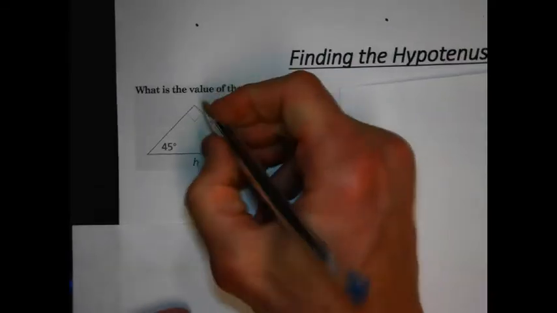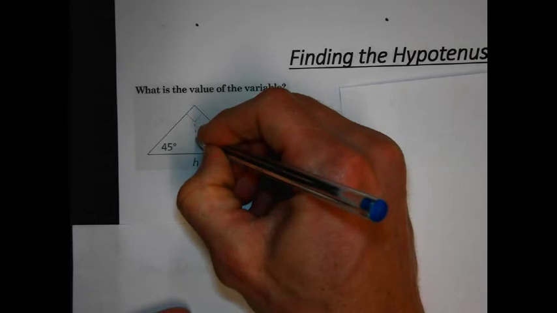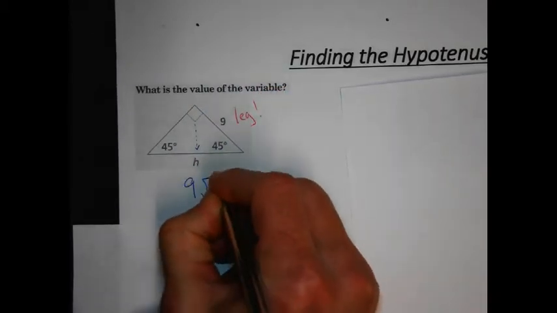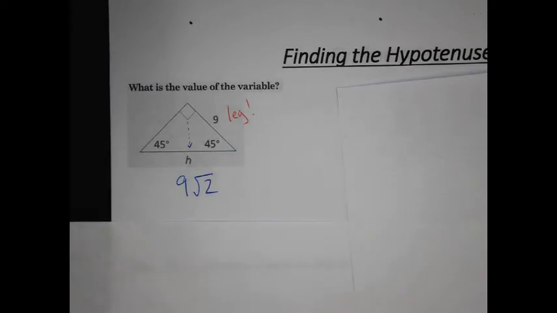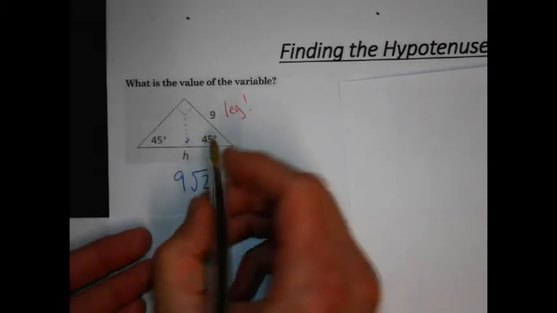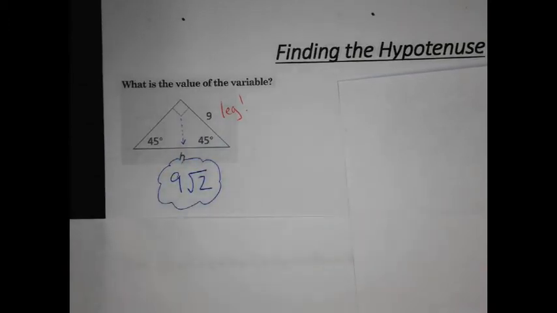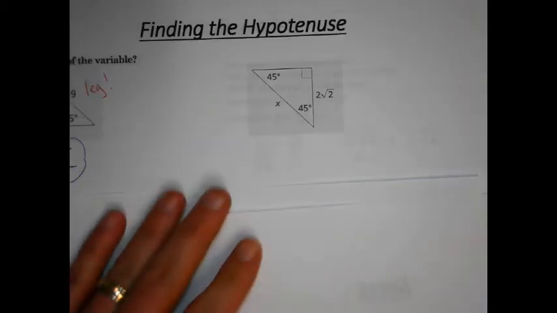The hypotenuse, being across from the 90-degree angle, is going to be 9 times the square root of 2. And ladies and gentlemen, that is it. Seriously, that is it for the shortcut in the 45-45-90 right triangle. Not convinced? Let's do another example.